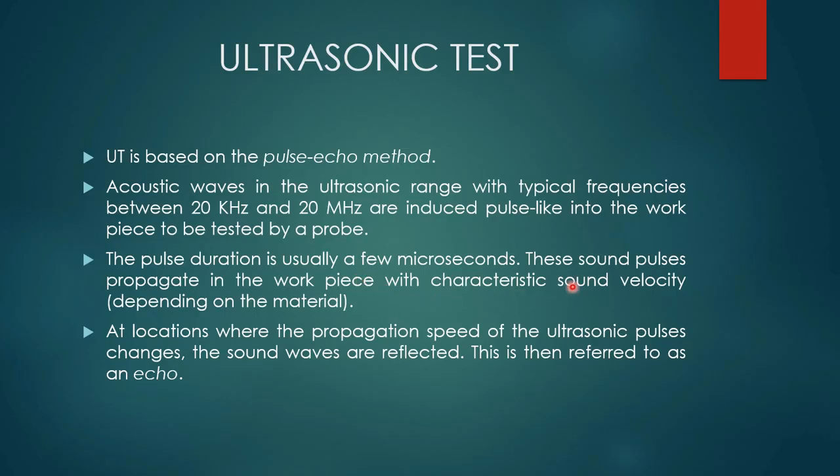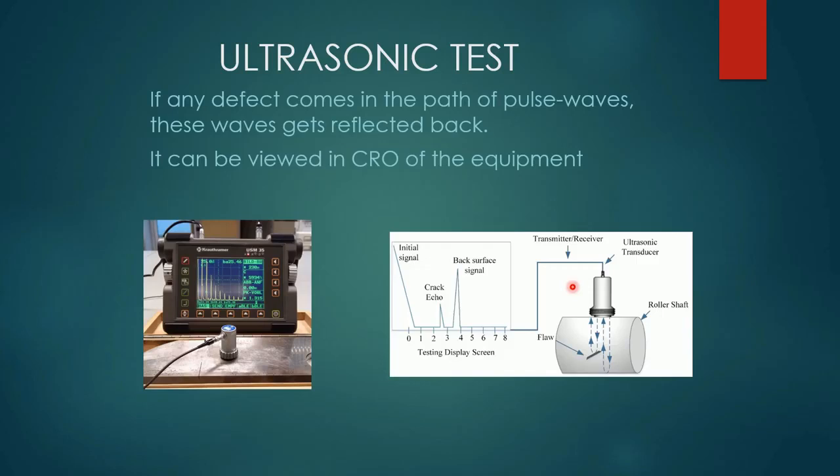So let's go through this particular figure. You can see one object is here, one probe is here, which is used to check the defects. One CRO is there, cathode ray oscilloscope, on which we will see how much amount of crack is there. That means according to the distance covered by this particular wave, we can come to know how deep the crack is.